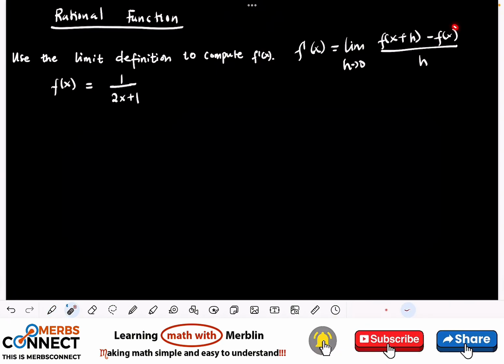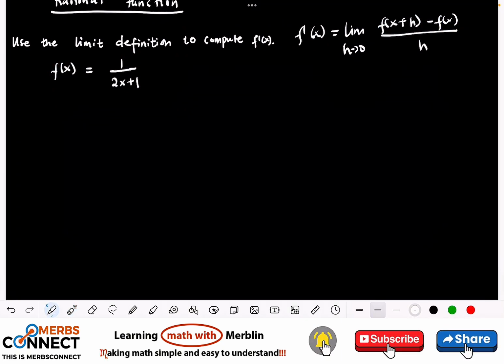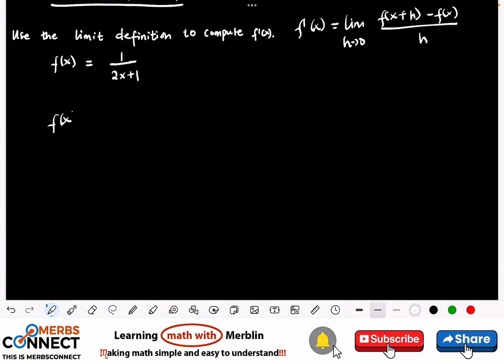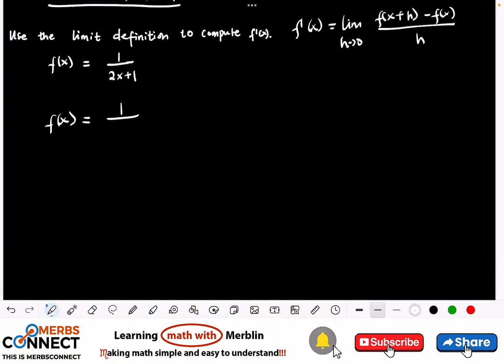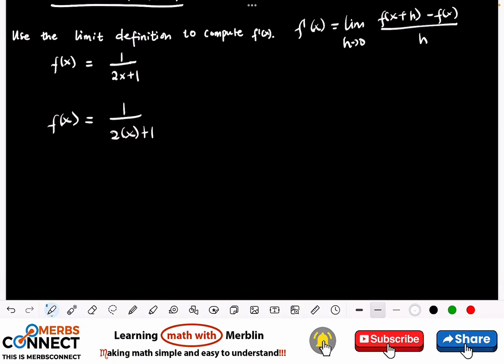So now we have f of x, which is here, right? So we need f of x plus h. So as usual, I'll put all my x's in parentheses. So 1 divided by 2x plus 1. I put them in parentheses because this x here is in parentheses, this x here too in parentheses.